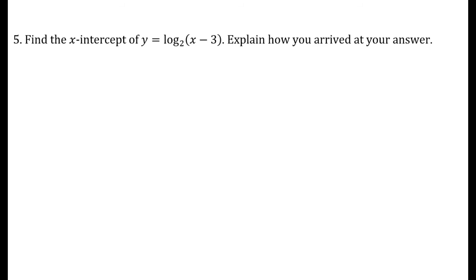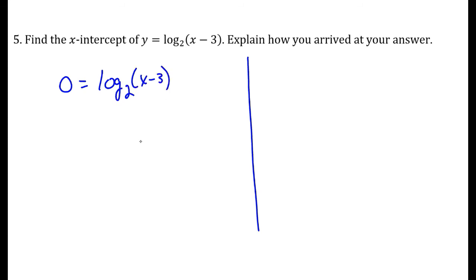Find the x-intercept of this. I'm going to do it two different ways. So we know that the x-intercept is when y equals 0. So 2 to the 0 equals x minus 3. 2 to the 0 equals x minus 3. 1 equals x minus 3, so x equals 4.